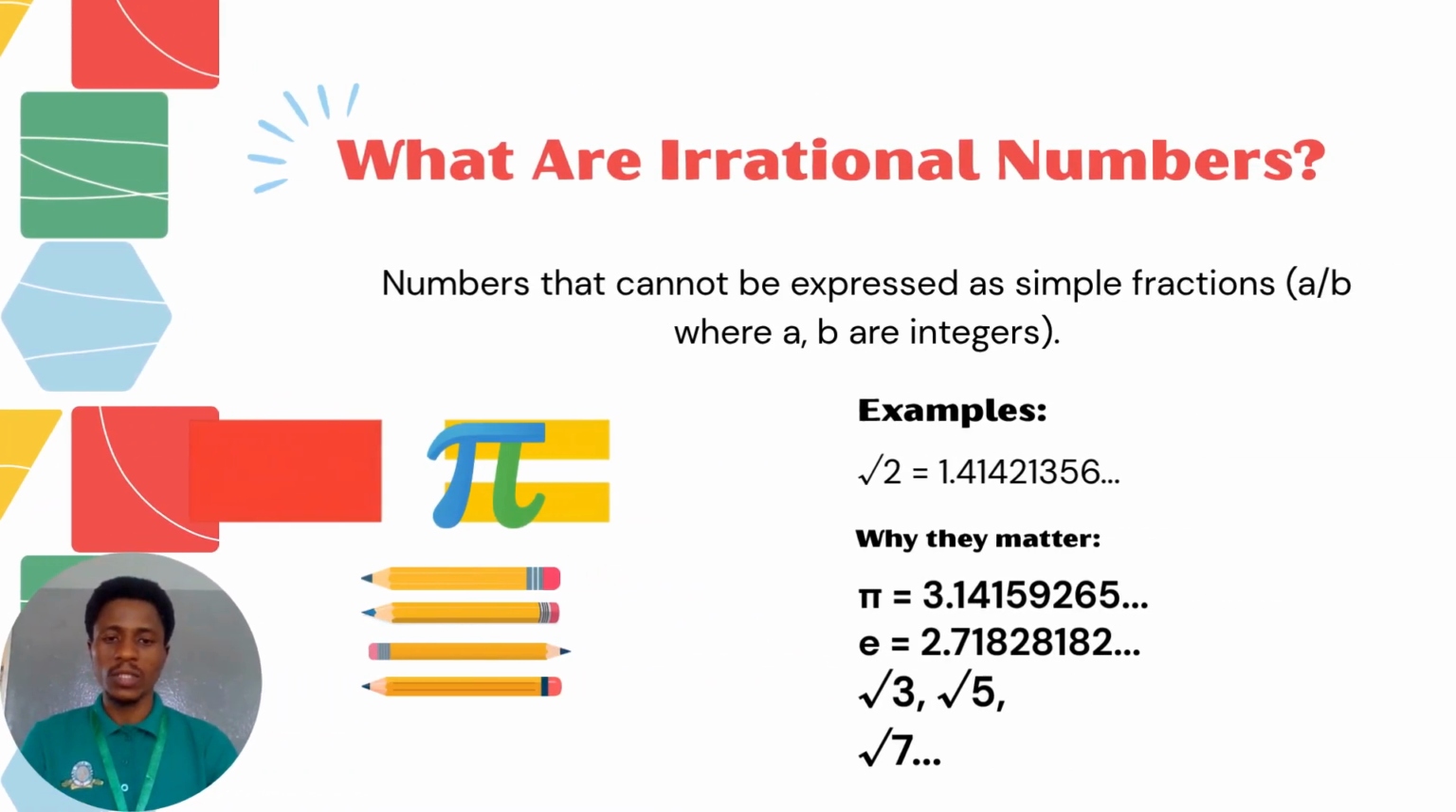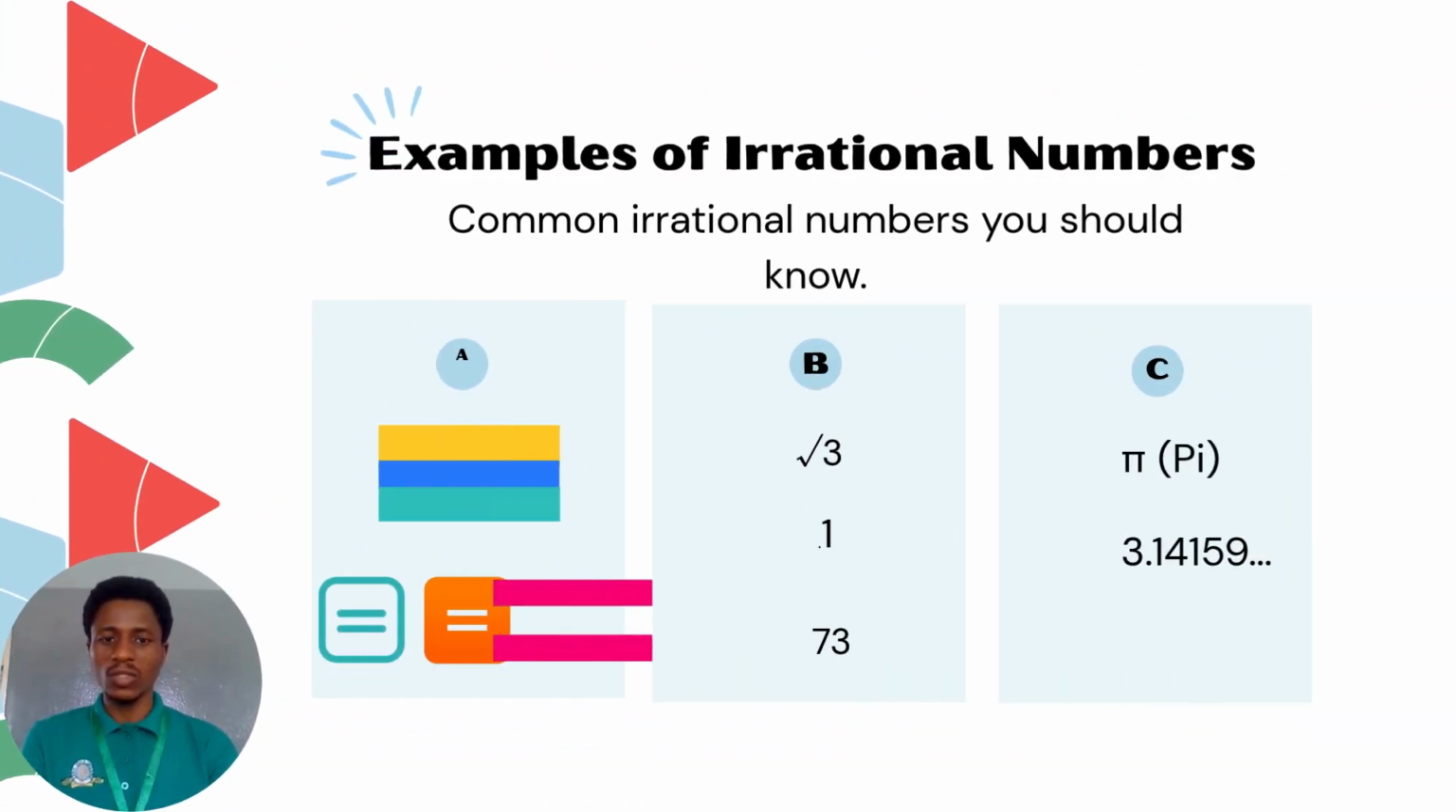So, first and foremost, what are irrational numbers? Irrational numbers are those numbers that cannot be expressed as a simple ratio. In other words, they are long numbers without an end. Take for example root 2. Root 2 is 1.414 and so on. Pi is 3.142 and so on. Root 3, root 5, all these are irrational numbers. So these are just common irrational numbers you should know.